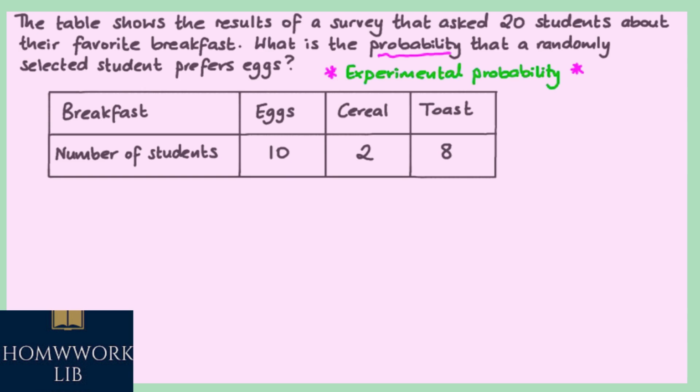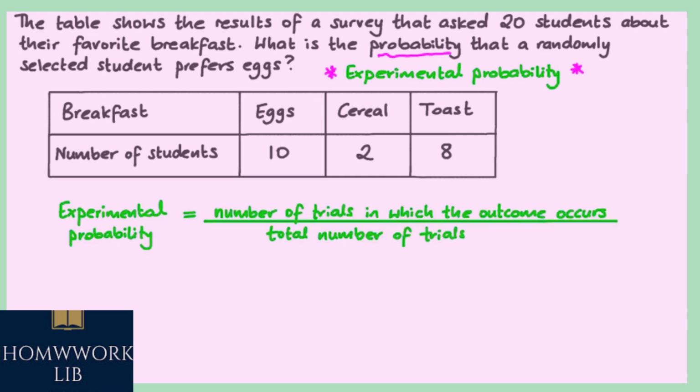When it comes to calculating the probability that a student prefers eggs, we're really considering this as experimental probability. Although it doesn't appear to be a traditional experiment, there has been a repeated trial of asking different students for their favourite breakfast and then a recording of the outcomes. That's the answers that the students gave.